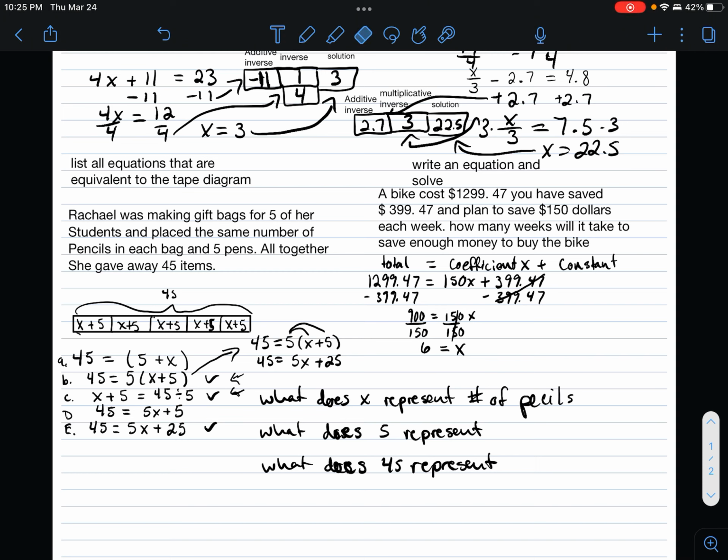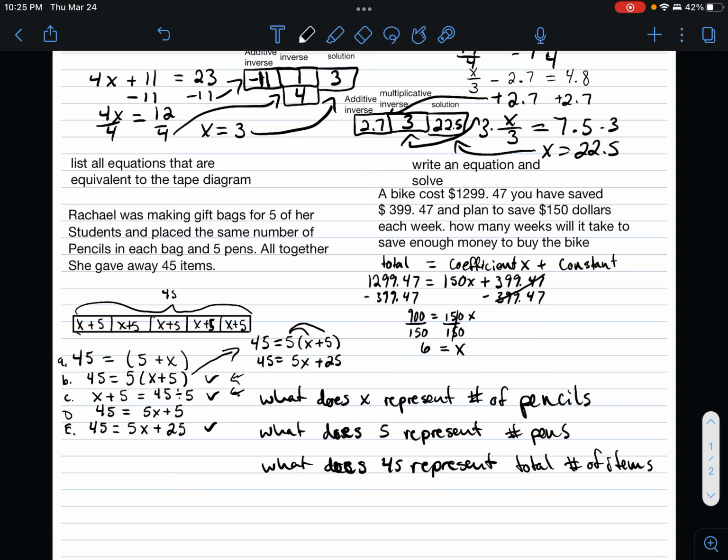Oh, that's not how you spell pencils. Okay, what does the 5 represent? That would be the number of pins. And then 45 represents the total number of items. Okay, there's only 3 selections, so you're going to choose from that selection to fill out your answer there on the test.